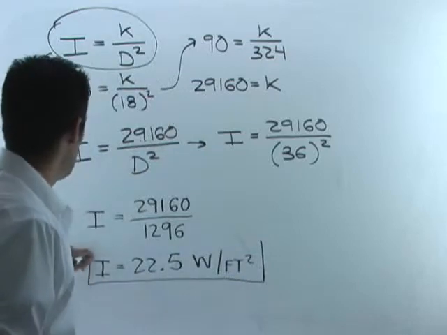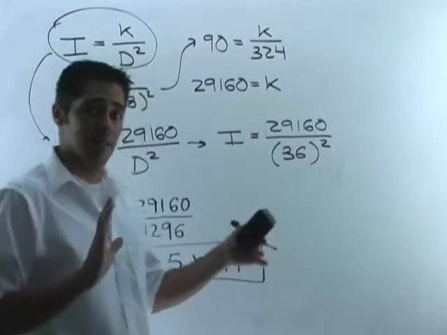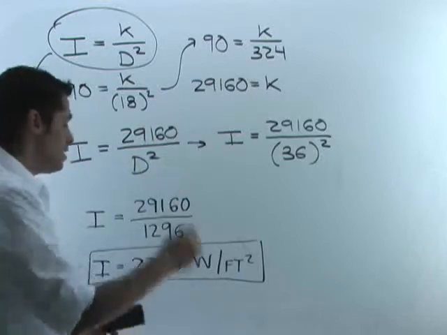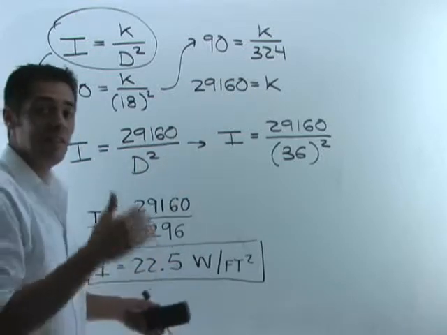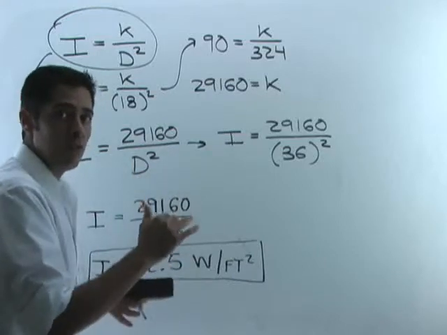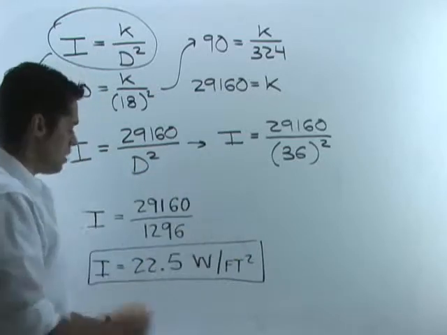So you can see that by doubling our distance, our intensity went from 90 down to 22.5, so it didn't get cut in half. And that's because it was inversely proportional, but to the square of the distance. So that's the answer.